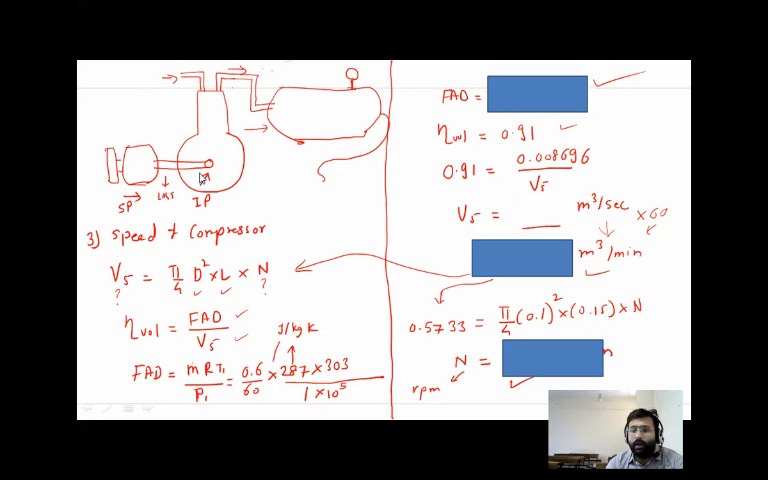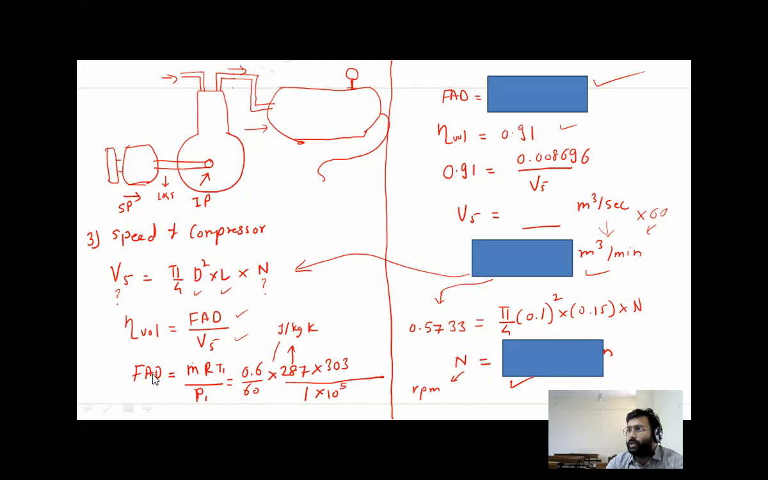Now third, we have to calculate the speed of the compressor. How to calculate it? There is a formula for swept volume Vs: the volume into the speed of the compressor. Length is given, diameter is given. If you know Vs, then ultimately you can calculate the speed of the compressor. We already calculated the volumetric efficiency, which is equal to fresh air delivery divided by swept volume Vs. Now we have to calculate FAD, and by knowing FAD and volumetric efficiency, we can calculate swept volume.